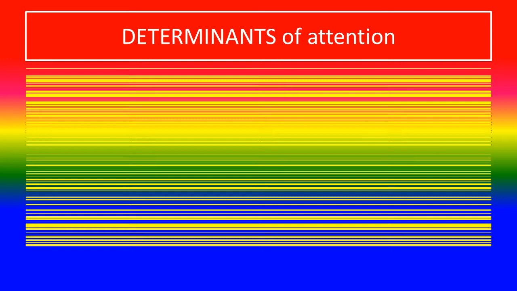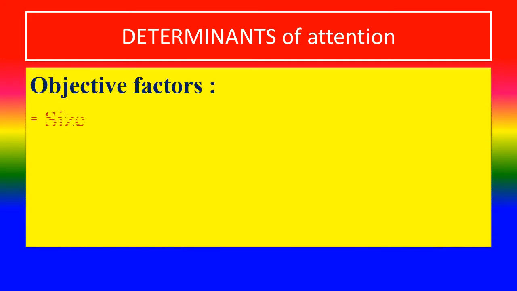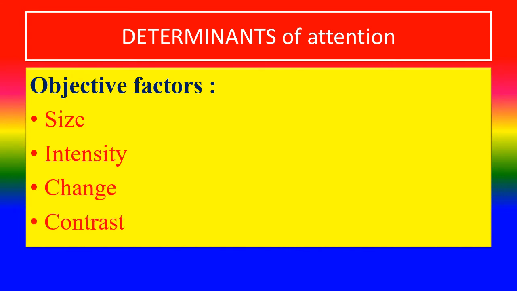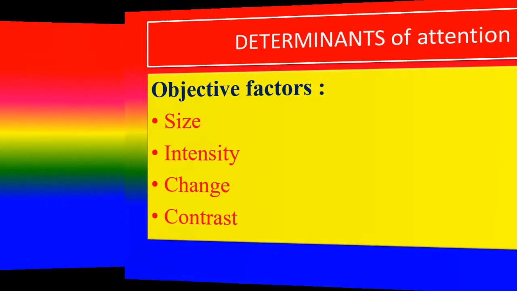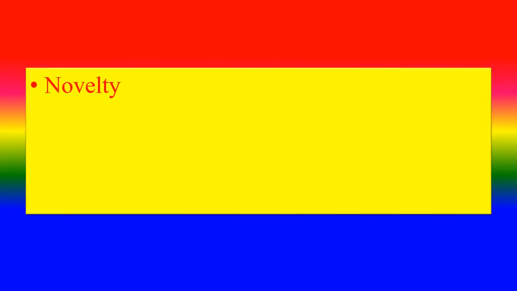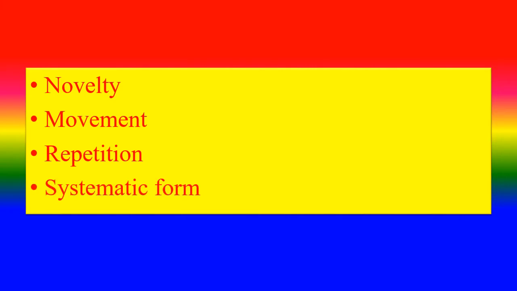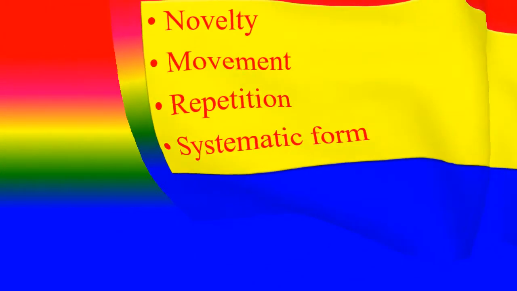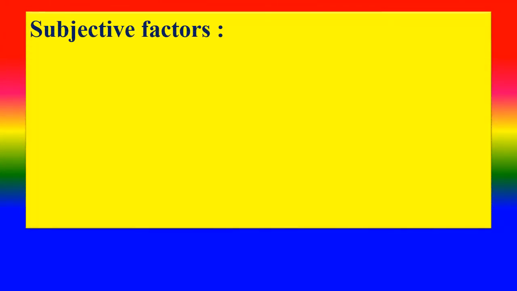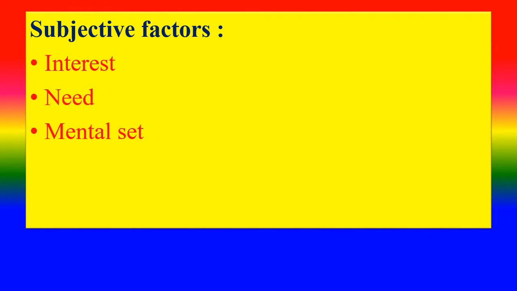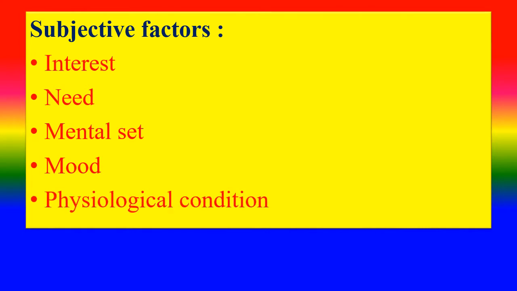Determinants of attention. Objective factors: size, intensity, change, contrast, novelty, movement, repetition, systematic form. Subjective factors: interest, need, mental set, mood, physiological condition.